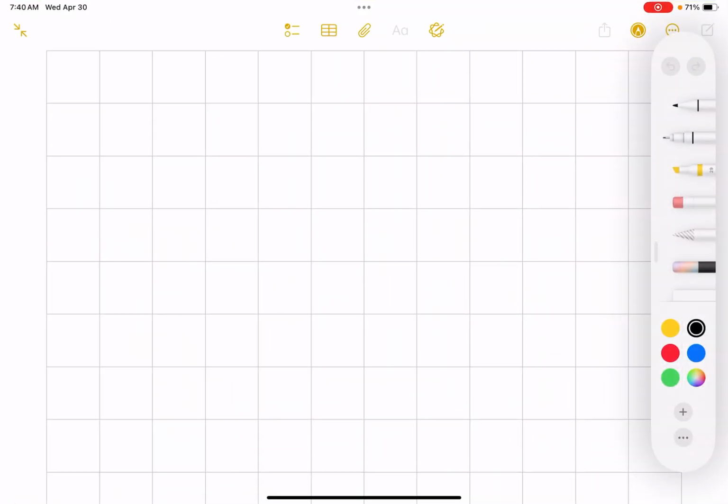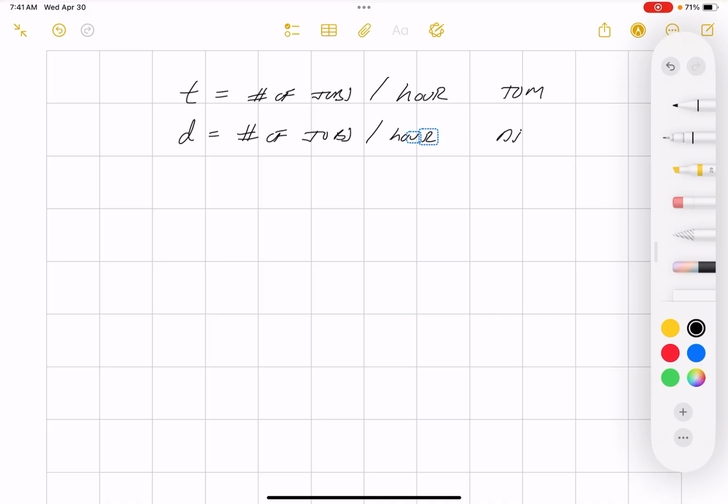All right. So first thing is just simply talking about there's three people working. I'm going to use three letters for those people. T represents the number of jobs that Tom can do per hour. And then I'm going to say D stands for the number of jobs per hour, and that's for Dick. And then H is the number of jobs per hour for Harry.